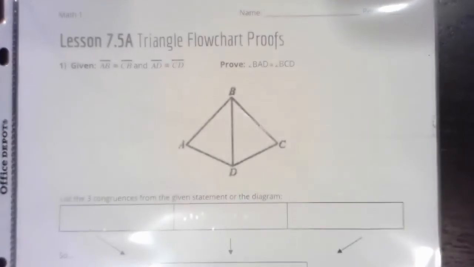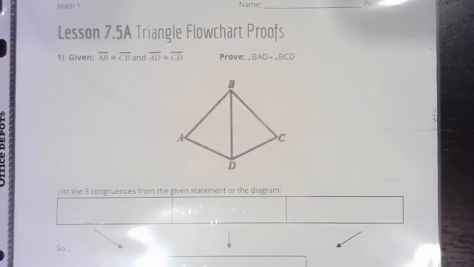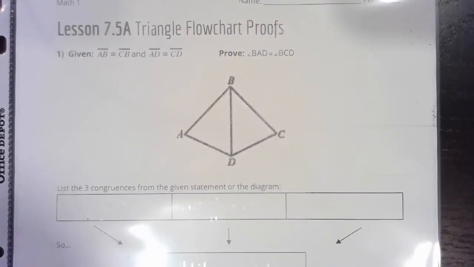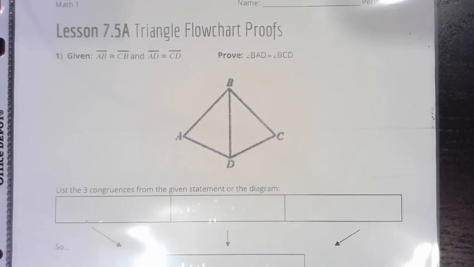This is Mr. Yen, and this is the video lesson for 7.5a, where we are going to be talking about how to use a flowchart for triangle congruence proofs. Let's take a look at the first problem in the 7.5a worksheet.